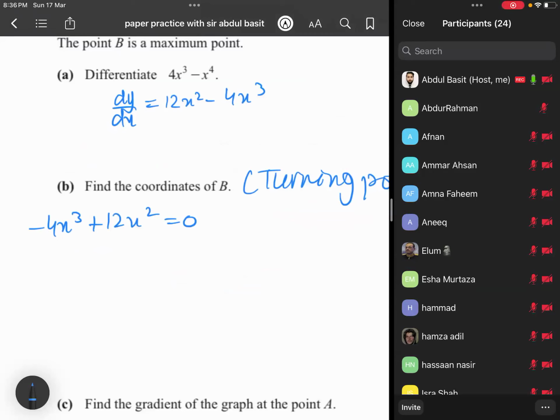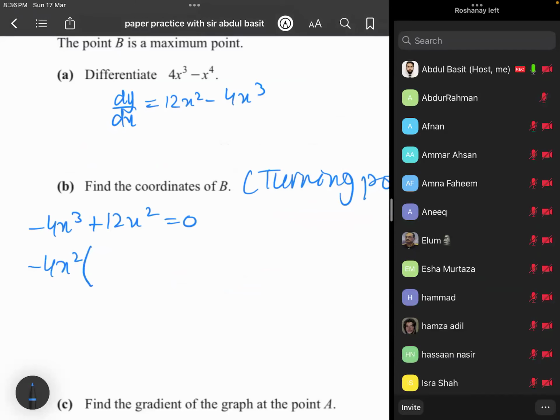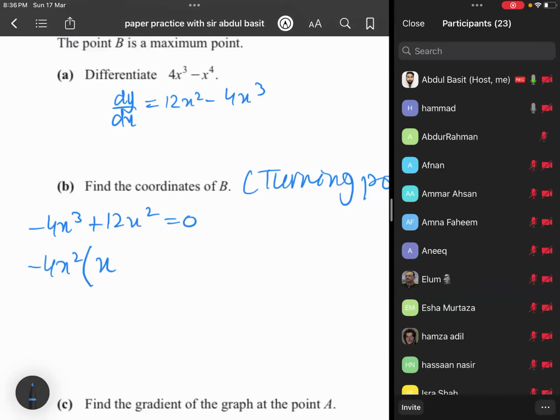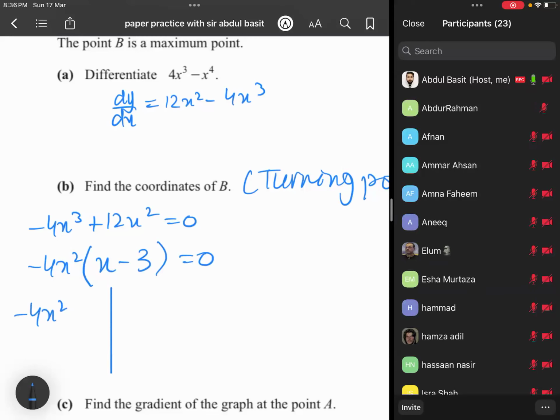Beta, I have something common. I have a minus 4x square common. So I can write x inside, because minus is outside, and minus 3 is equal to 0. Yes or no, beta? जी सर. So minus 4x square is equal to 0 and x minus 3 is equal to 0. So x equals 0 is one turning point and x equals plus 3 is another turning point.